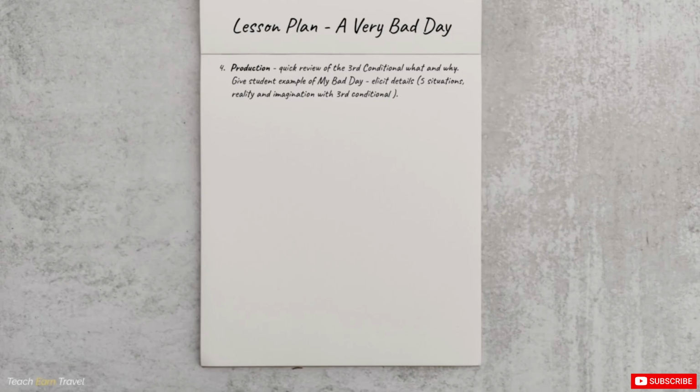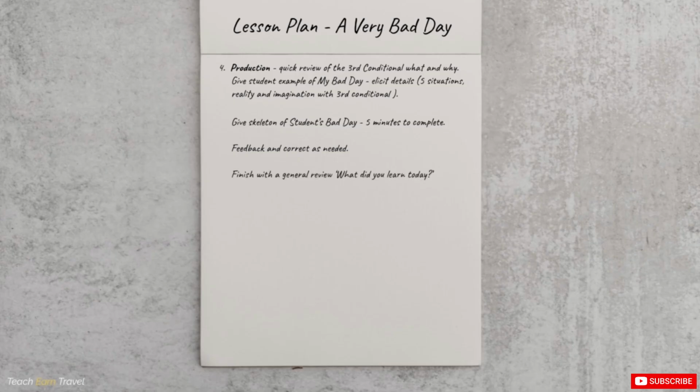Quick review of the third conditional, what and why. Give the student the example of my bad day, so the teacher's bad day, and then elicit the details. 5 situations, reality, and then imagination with the third conditional. Give the skeleton of the student's bad day. So remember, we gave them those sentence stems to get started. 5 minutes or however many minutes you decide to complete the task. Feedback, correct errors as needed. And then we finish with a general review. What did you learn today? And that's it. That's our lesson plan complete. And now we're ready to meet our student in the lesson.